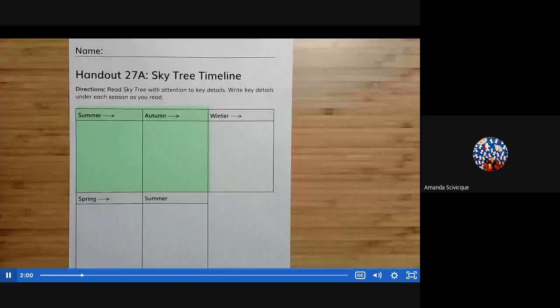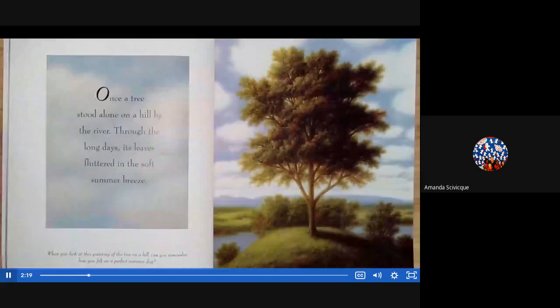We're going to start the timeline together as we think together about summer and autumn. And then you'll take it over and complete it on your own. You'll finish winter, spring, and summer all on your own. As I read the book, I'm going to gather details about each season. Ready? Here we go.